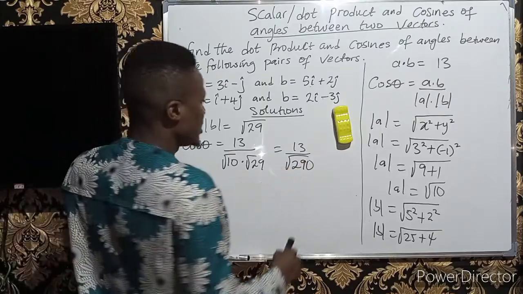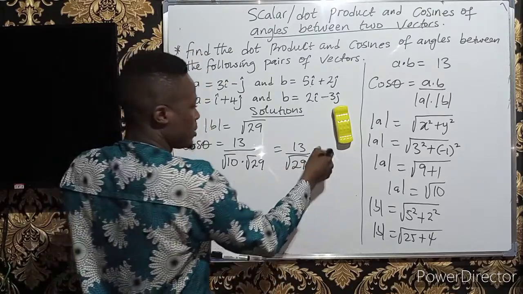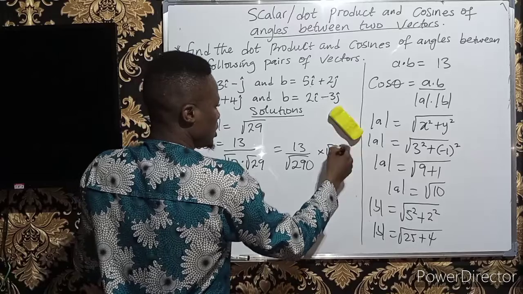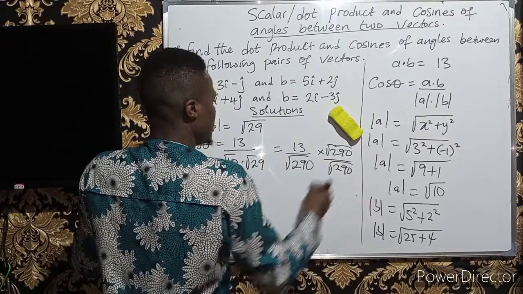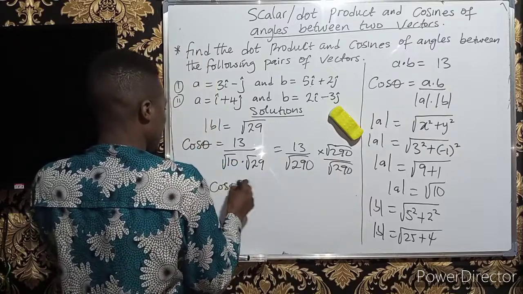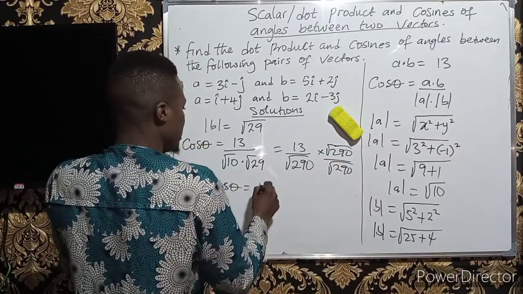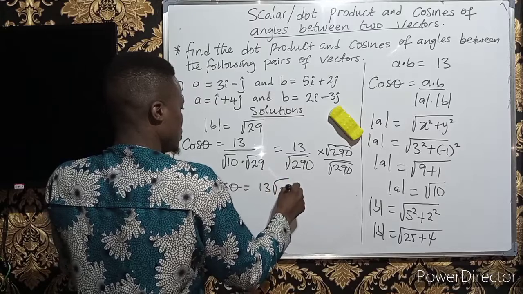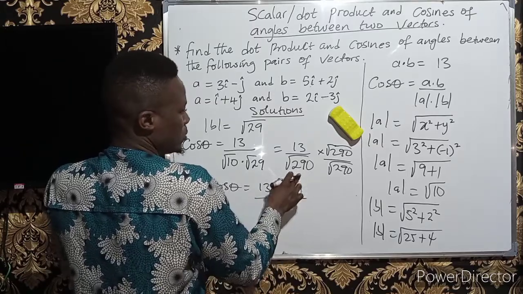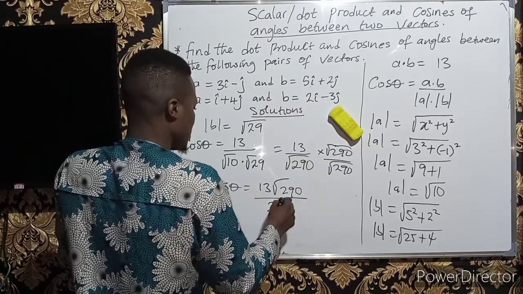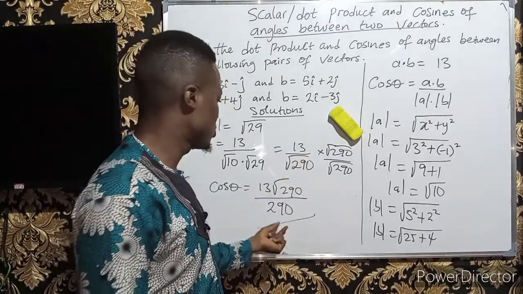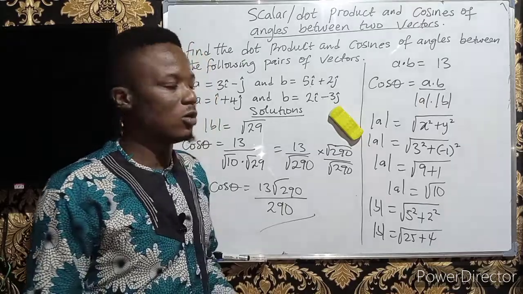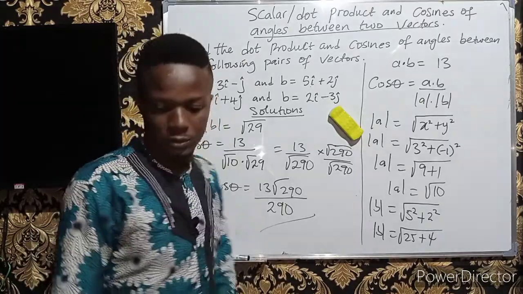If you wish, you can rationalize this. This is okay, but you can rationalize by saying times root 290 all over root 290. So finally, cos theta will give us 13 times root 290, which is 13 root 290, all over root 290 times root 290, which is just 290, because when you multiply a square root by itself, you get the same number back. Okay, so let us take the second question.